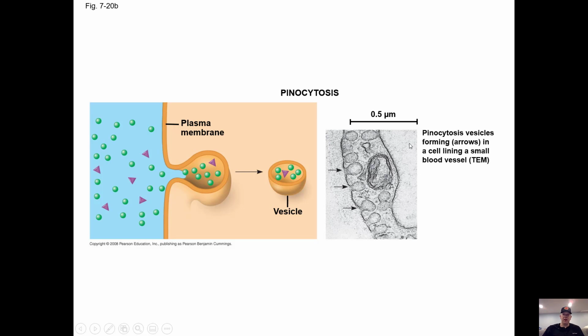And here you can see the lining of a blood vessel that's doing pinocytosis. Somebody looked at this originally and thought they were little caves in the 50s, and there's a term like caveolae or something like that. Anyway, that's pinocytosis, or cell drinking.